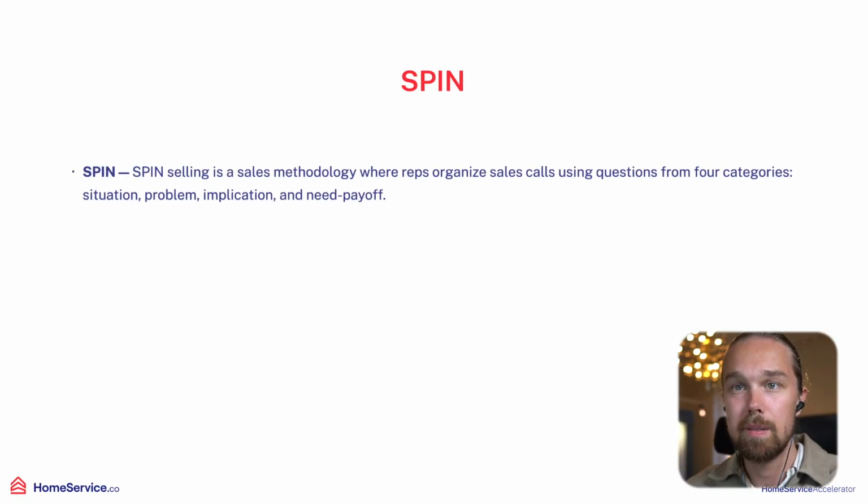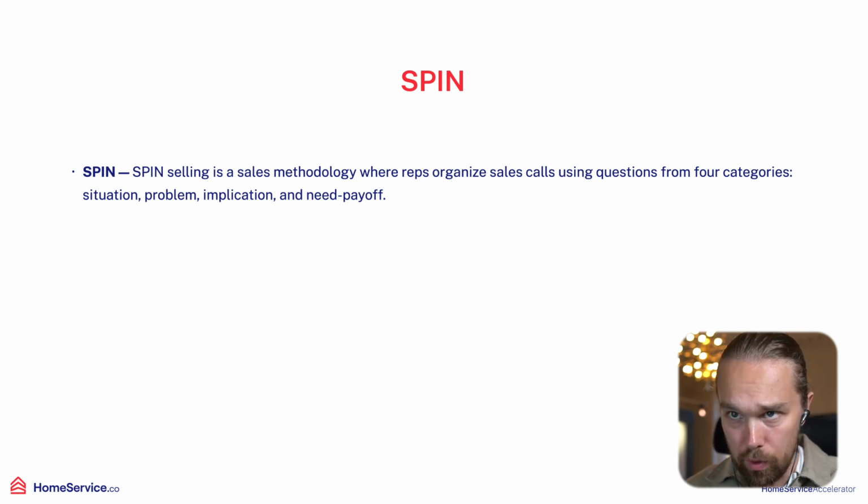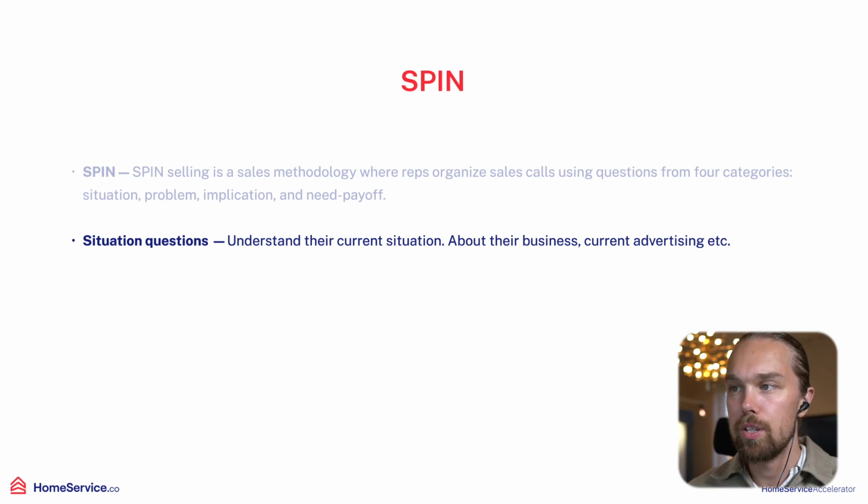So what is SPIN? Well, SPIN selling is a sales methodology where reps organize sales calls using questions from 4 different categories. So there are situation questions, problem questions, implication questions, and then need-payoff questions. The first one is situation questions, right? So understand their current situation about their business, current advertising, etc.